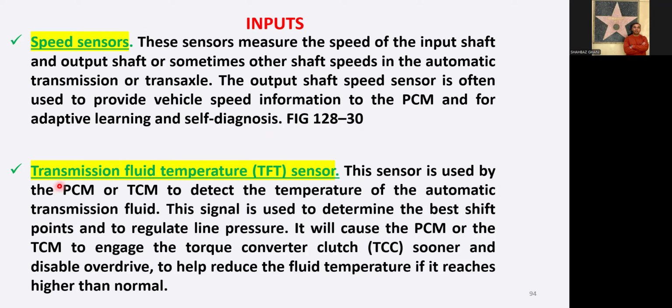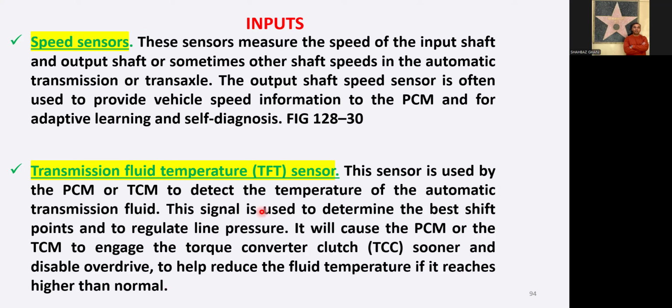The next sensor is the transmission fluid temperature sensor, the most important. This sensor is used by the powertrain control module or transmission control module to detect the temperature of the automatic transmission fluid, which is present in the automatic transmission. This signal is used to determine the best shift points and to regulate line pressure. It will cause the PCM or the TCM to engage the torque converter clutch sooner and disable overdrive to help reduce the fluid temperature if it reaches higher than normal.